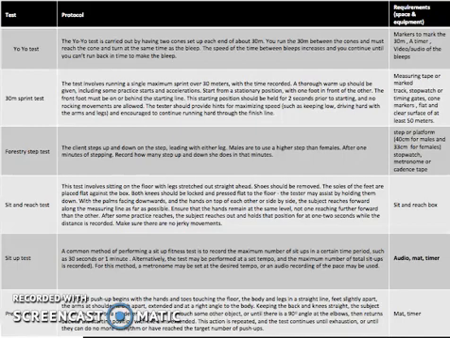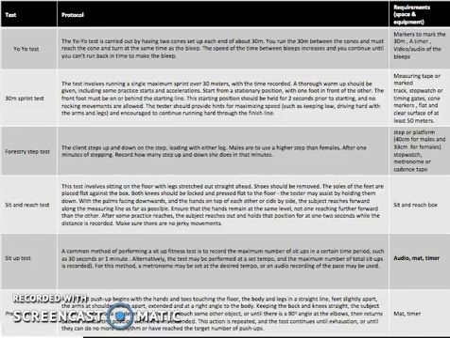Forestry step test. The client steps up and down on the step, leading with either leg. Males are to use a higher step than females. After 1 minute of stepping, record how many steps up and down the client does in 1 minute. Requirements: step or platform, stopwatch, or cadence tape.